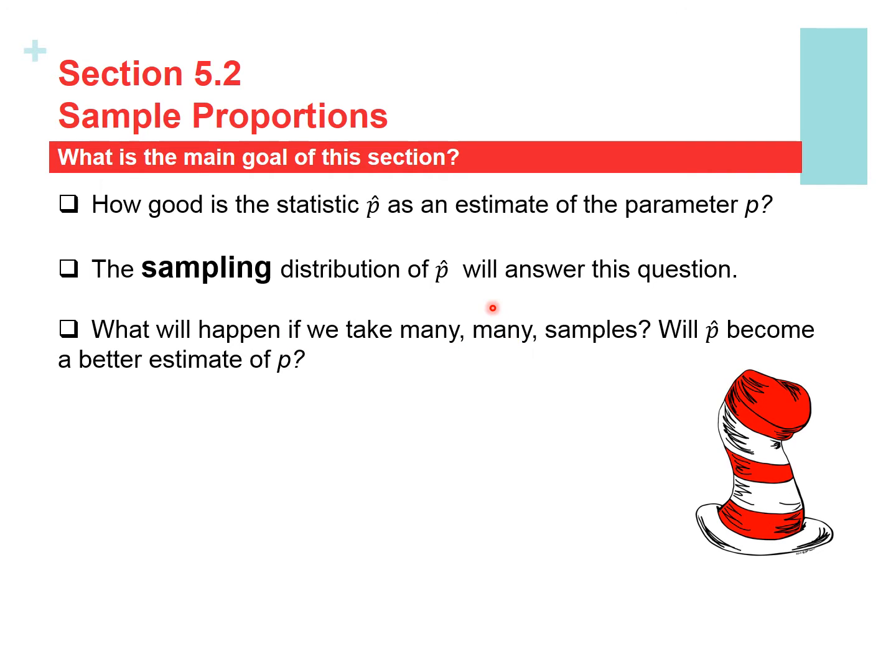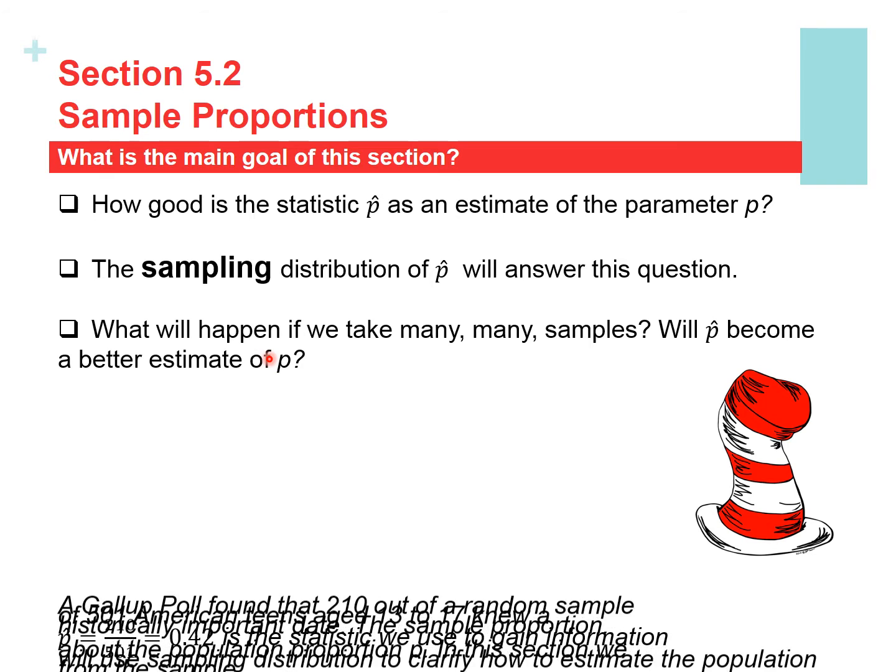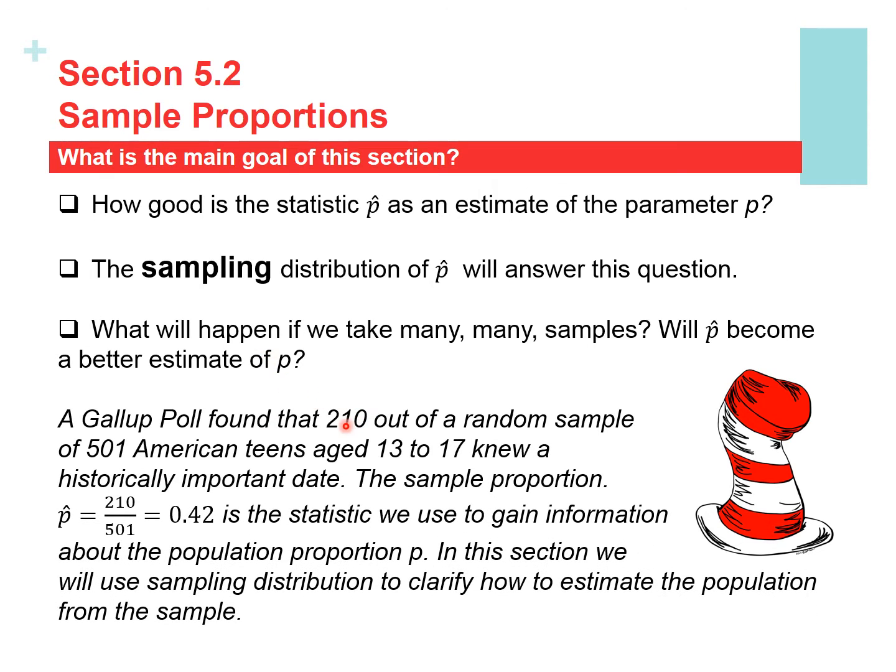And then we're also going to take a look at the question, what happens if we take many samples? So what happens if we take 50 samples and find p hat? What happens if we take 500 samples and find p hat? What happens if we take 5,000 samples and find p hat? Okay, will p hat become a better estimate of our population p?